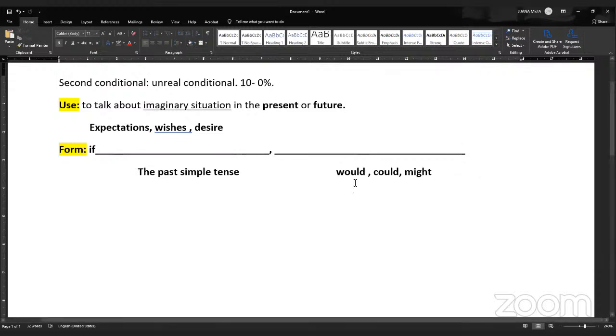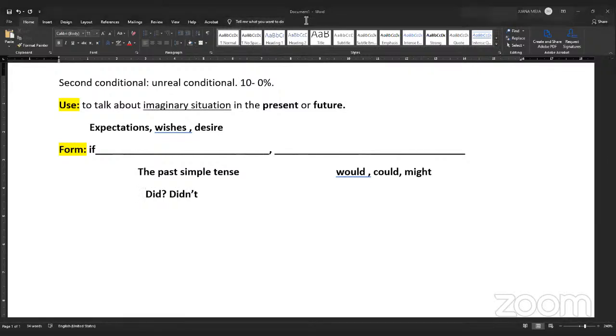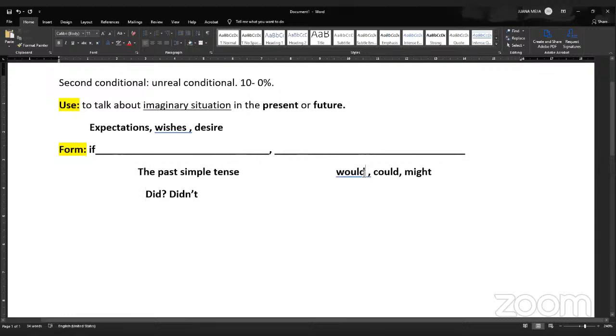Remember, past simple tense in this clause, past simple. In the past simple tense, we need to understand that we're going to use the auxiliary did for questions or didn't for negative. And the main clause, three different modals: would, could, or might.